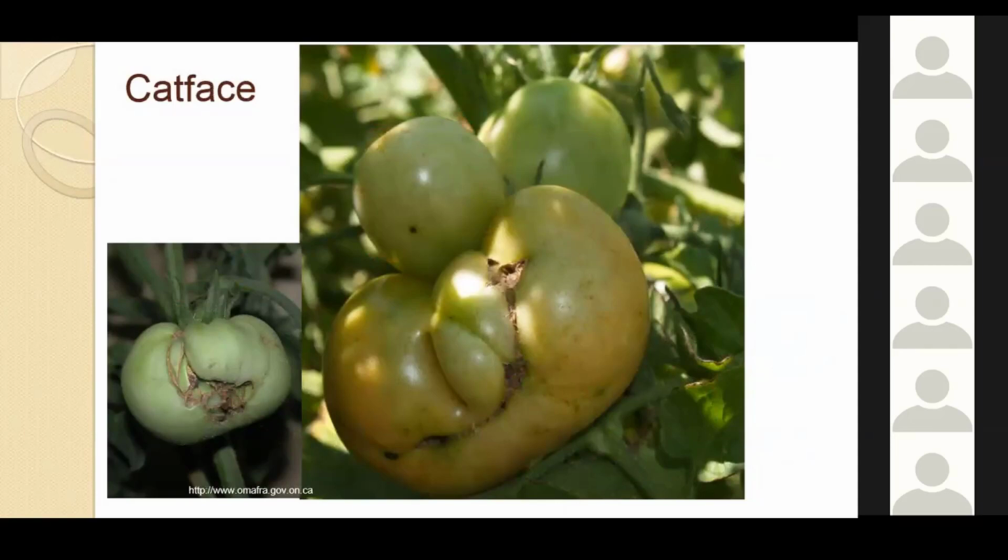So we had a question of whether or not sun scald and frost crack are the same thing, and no, they are not. They can look similar on occasion, but we do not consider them to be the same thing.